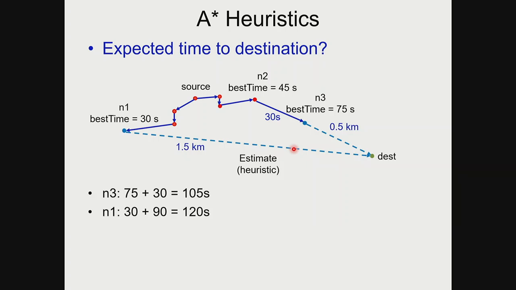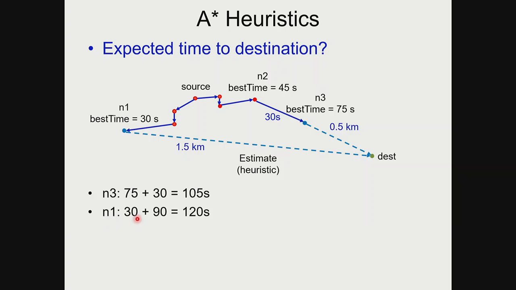Okay, so now we apply our approach, our heuristic, again. All we are doing here is just changing the cost function in Dijkstra. We're not doing any more code on top of it. So for N3 right now, we have 75 seconds, which is the best time to reach this node. On top of that, we have 30 more seconds, which is calculated based on our heuristic, which is the 0.5 kilometers away from the destination, divided by, again, our average speed limit, 60 kilometers per hour. So that will give us 105 seconds. For N1, it is still 30 plus 90, it's 120 seconds.